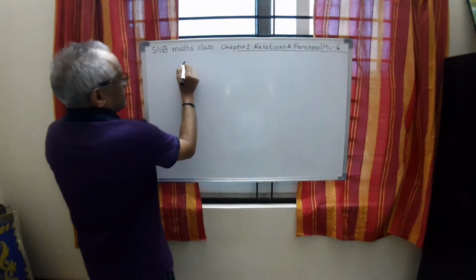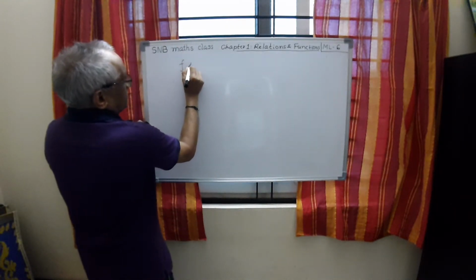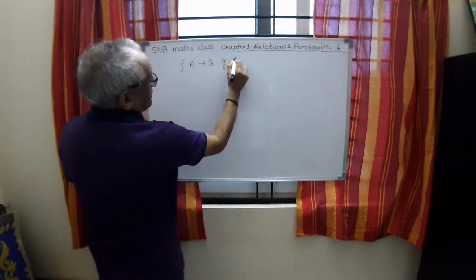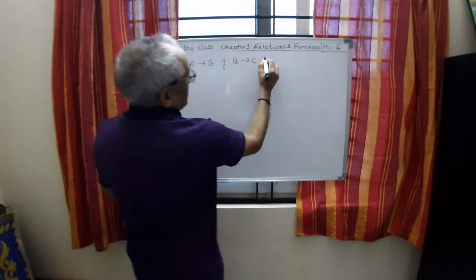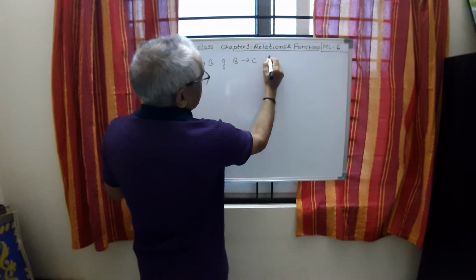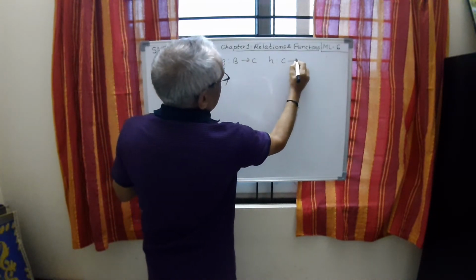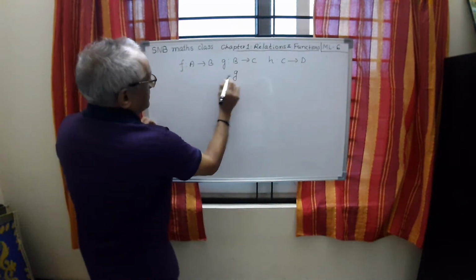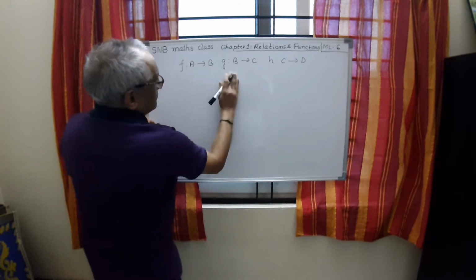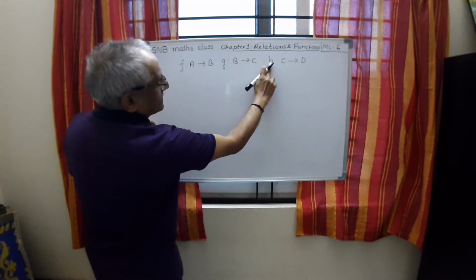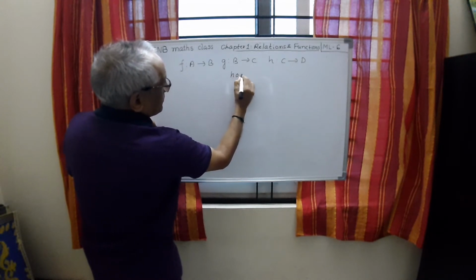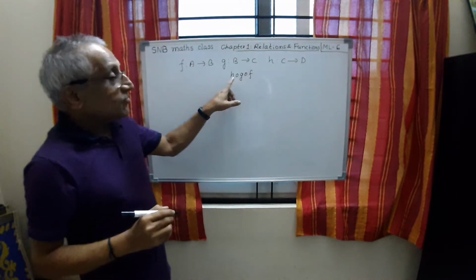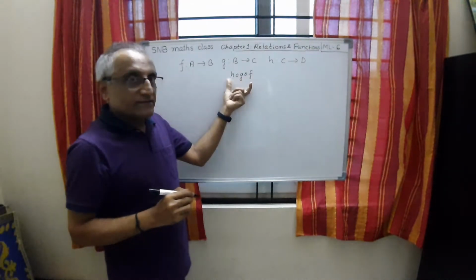Let us take for example f is a function from A to B, g is a function from B to C, and h is a function from C to D. Then we can form the composite function. The first function is f, therefore this is last, so I have to write h of g of f. So this is the composite function of three functions.